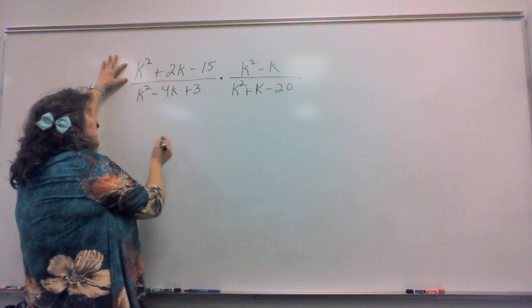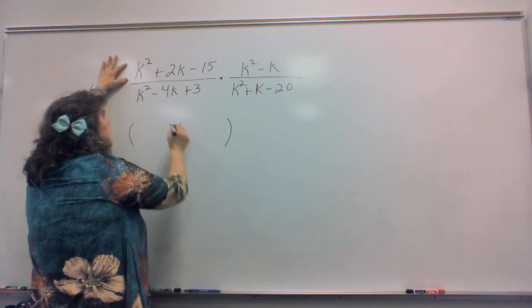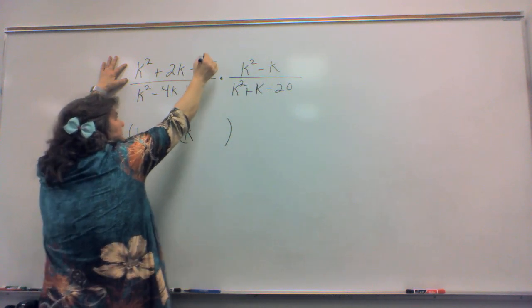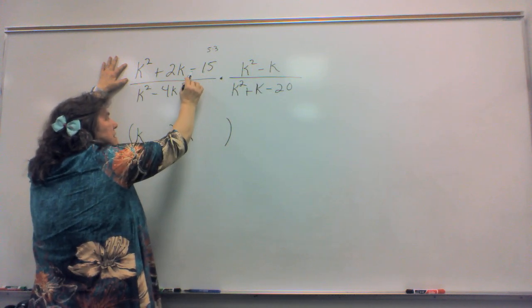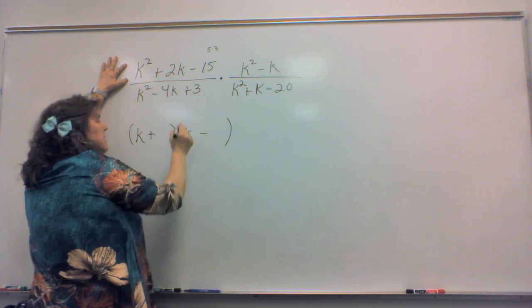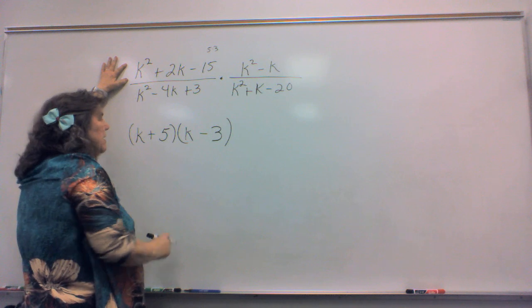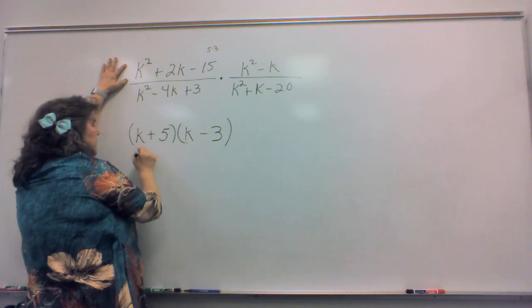So I'm going to factor this one. Come down here. We're going to have two binomials, k times k. 15 is 5 times 3, and they're going to be opposite signs, plus and minus. Since my 2 is positive, my 5 has to be positive and my 3 has to be negative, because that's 5k minus 3k, which gives you 2k.